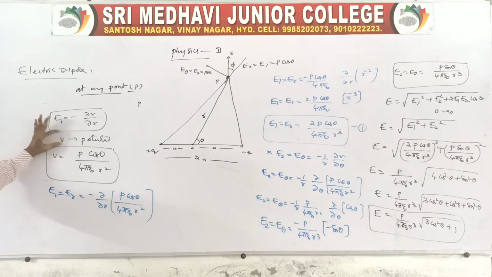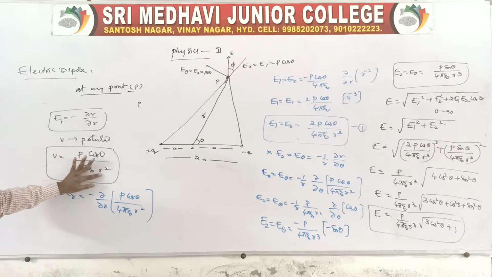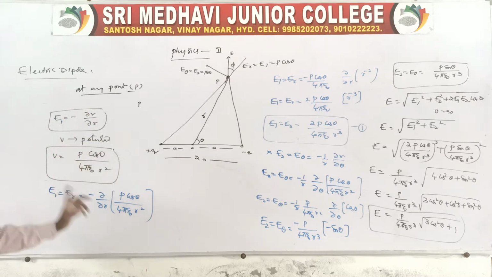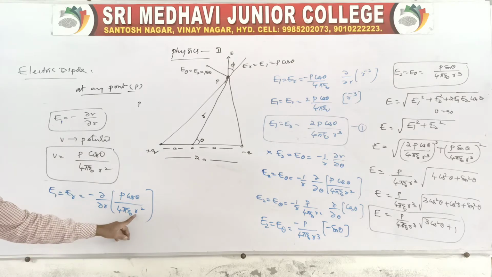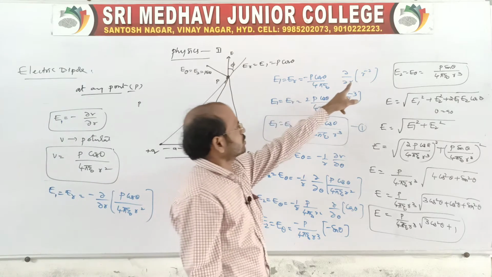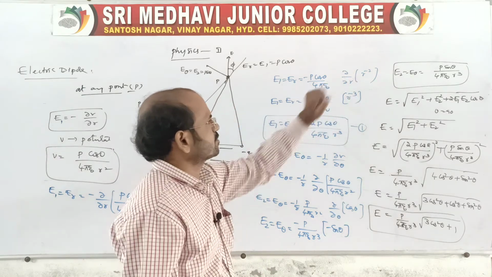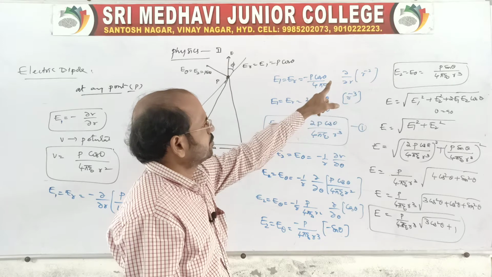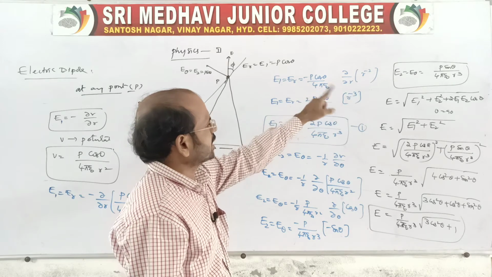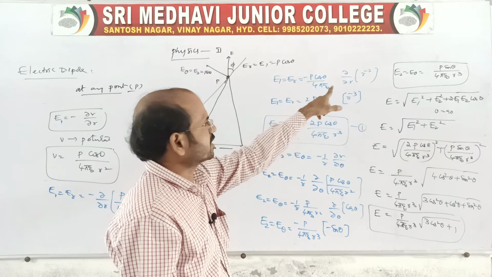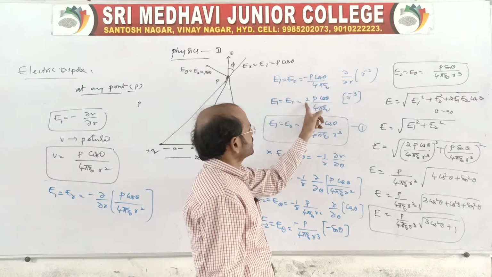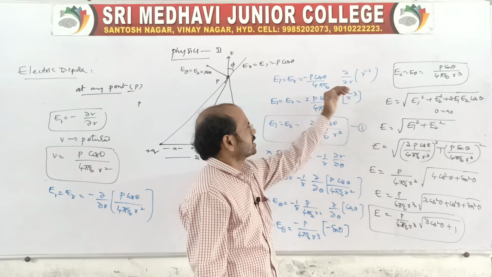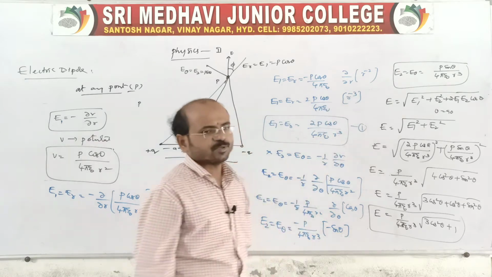Using the potential expression p cos theta by 4 pi epsilon naught R square, we substitute instead of V. After substituting we differentiate with respect to R. The R power minus 2 becomes minus 2 R power minus 3, because minus 2 minus 1 is minus 3, and minus 2 comes in front. Therefore minus minus becomes plus: 2p cos theta by 4 pi epsilon naught R power minus 3. Again this R power minus 3 goes into the denominator, and it becomes positive.